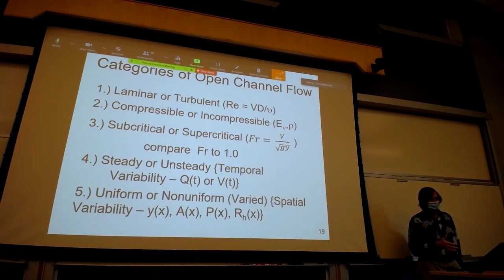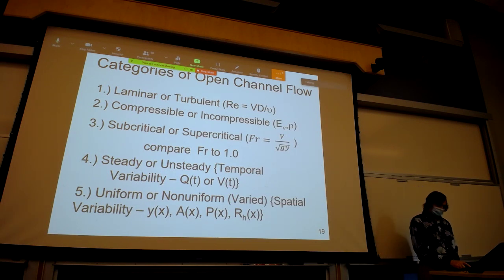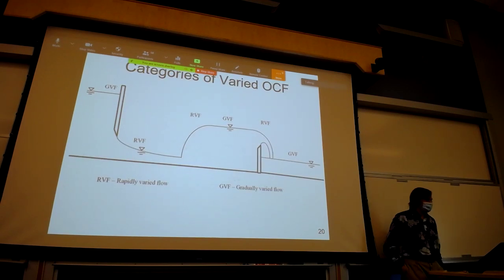So you can mix and match from this list. You can have turbulent, incompressible, subcritical, unsteady, uniform flow, etc. You can have any one of these. By and large, for this course, we'll talk about steady and either uniform or non-uniform flow. And we'll do some examples so you can see what we're talking about.